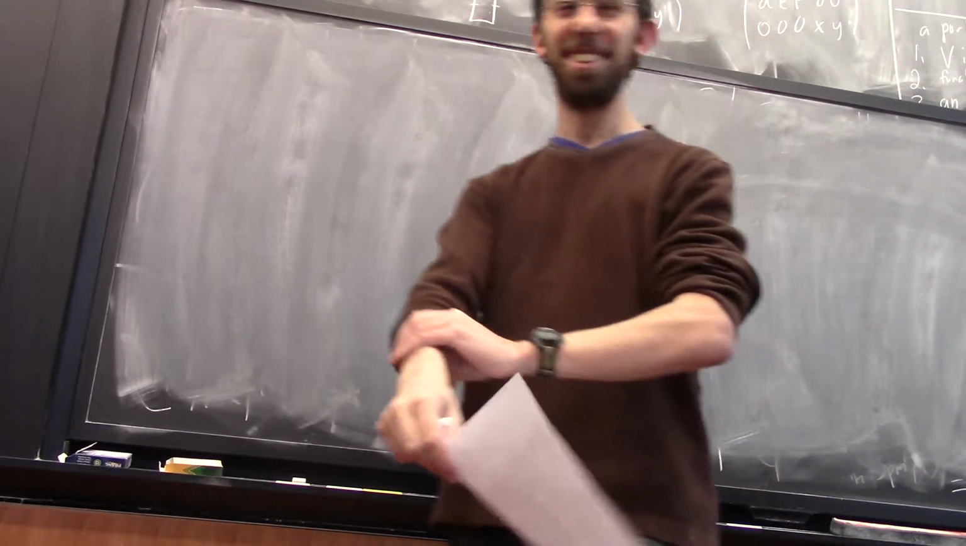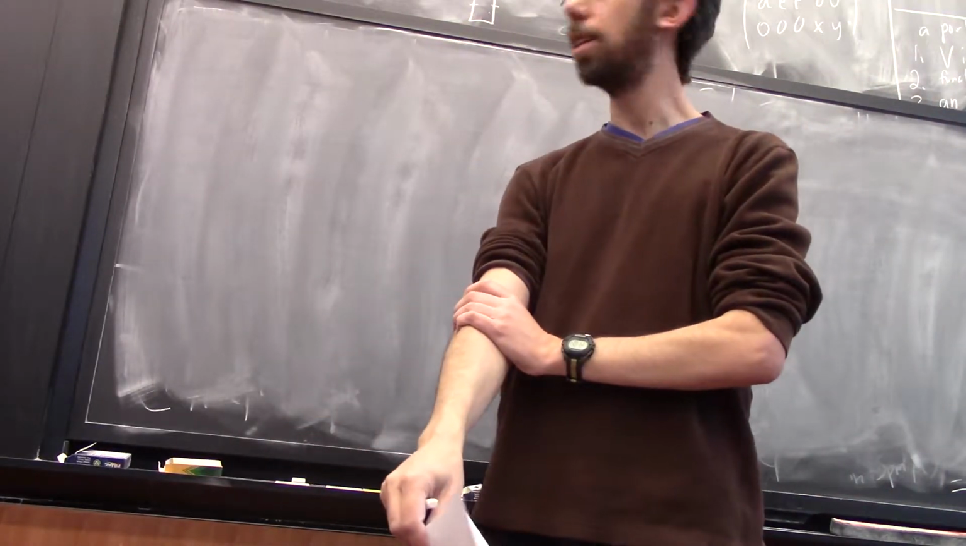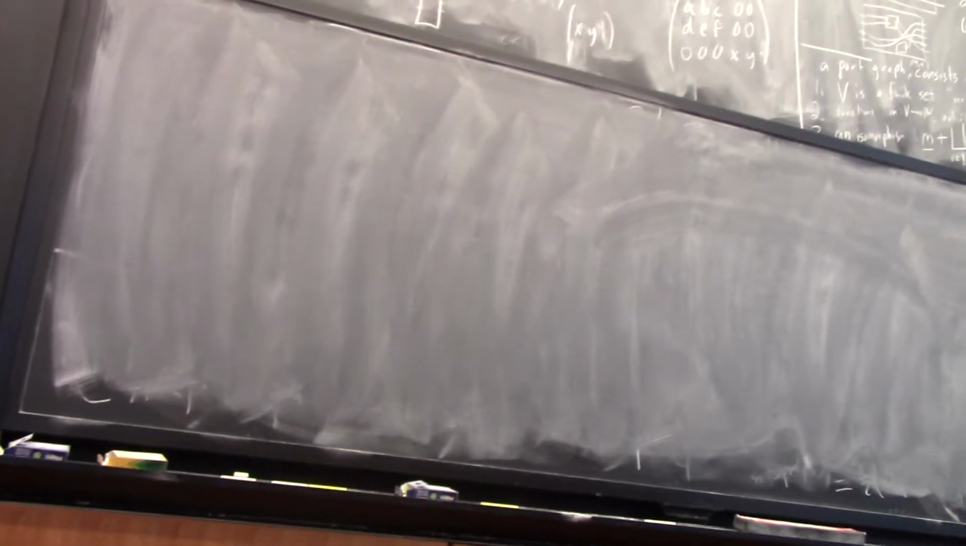So what two objects is this a morphism between? This is a morphism between 6 and 1. Because the morphisms are always the natural numbers. The objects are always the natural numbers.